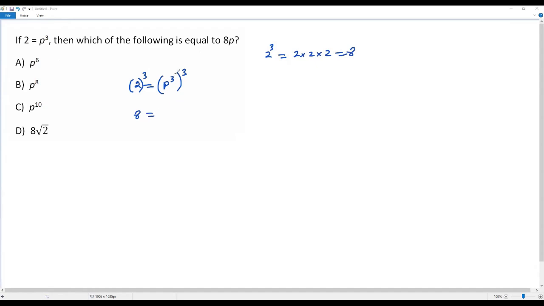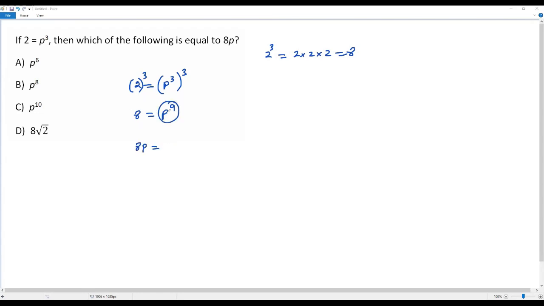On the right side, a power is raised to another power. Whenever a power is raised to another power, we can multiply the two exponents. When I multiply 3 and 3, that is 3 times 3 is 9. Now let's multiply both sides of this equation by p. Then we get 8p on the left side.